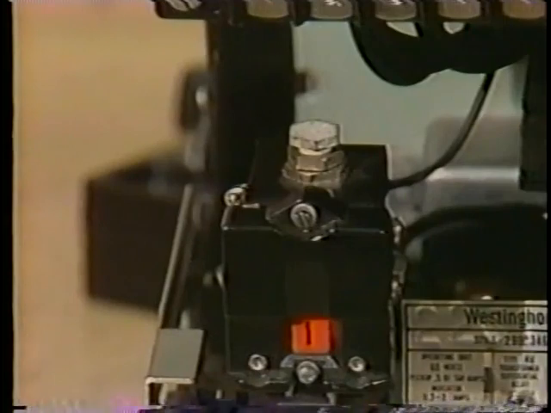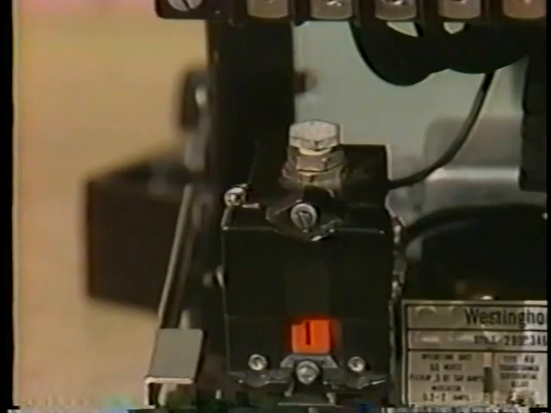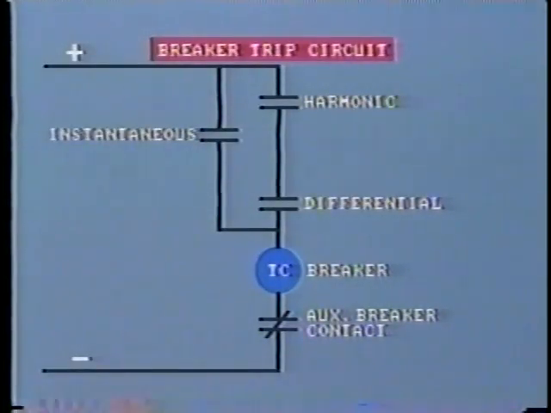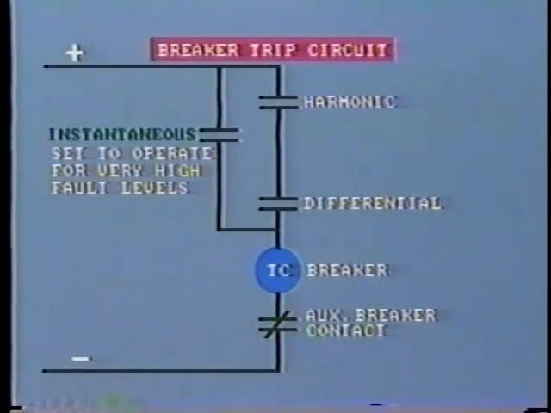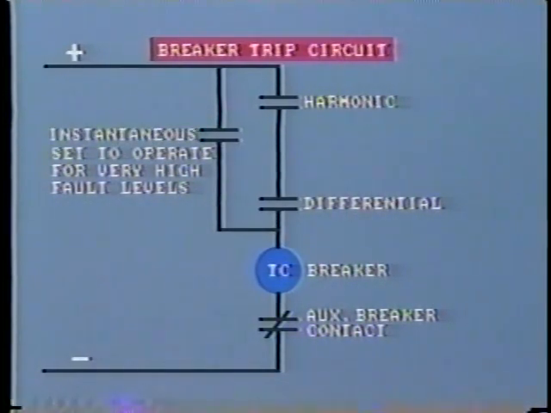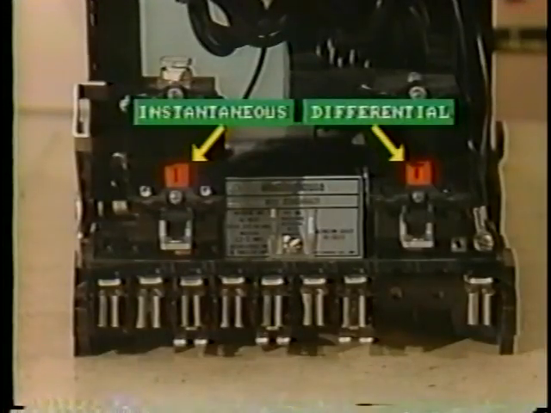This is a built-in instantaneous relay that is fed directly from the CTs without restraint. Its operating contacts are wired in parallel with those of the restrained differential unit. So as to avoid inadvertent tripping, it is set to operate for very high levels of internal fault, say 10 to 15 times normal full load current. When the differential relay does operate, specific targets will indicate instantaneous or differential trip and which phase has faulted.